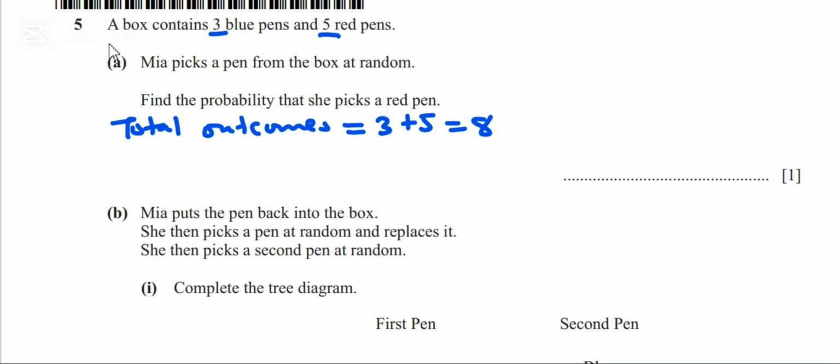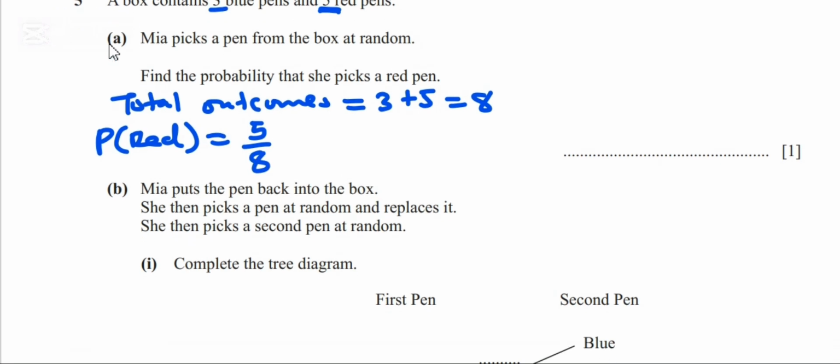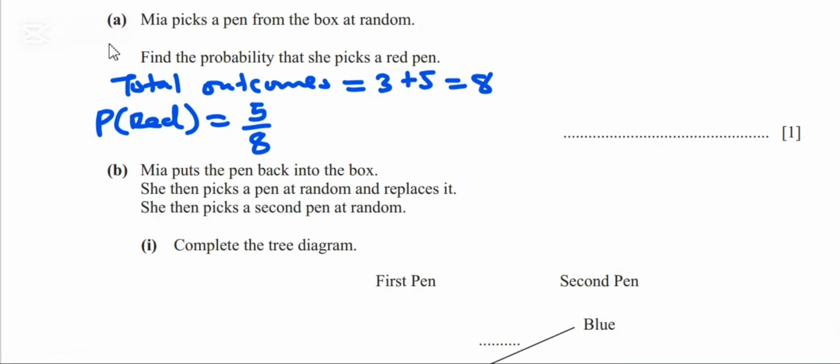Now they're asking us to find the probability of picking a red pen. So probability of red is equal to, how many red pens do we have? We have 5 red pens. So we're going to have 5 out of the total, which is 8. So the probability of picking a red pen is 5 over 8.